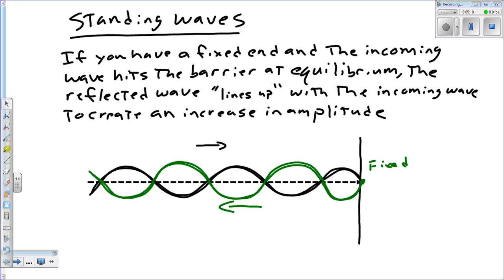I know last year you guys did calculations with standing waves and you know the data table where you had 1, 2, 3, 4, 5 bubbles. We're not going to do that. You just have to understand how this stuff works.